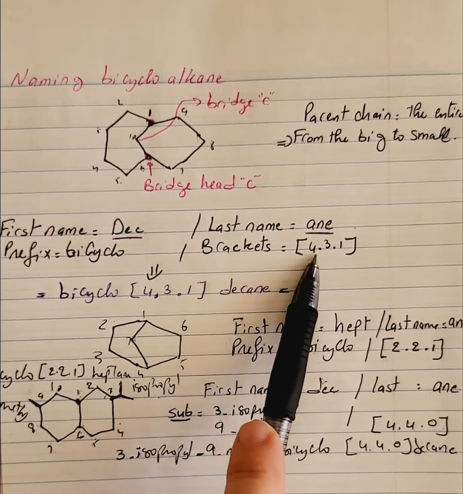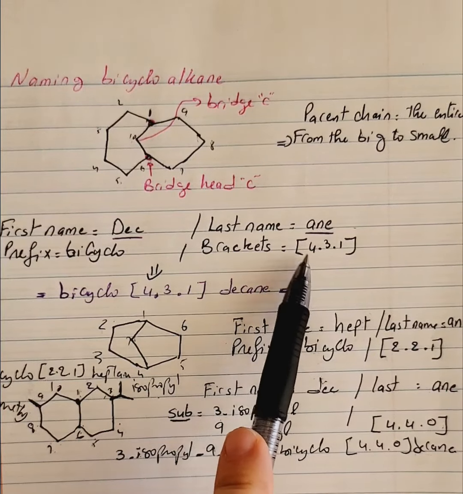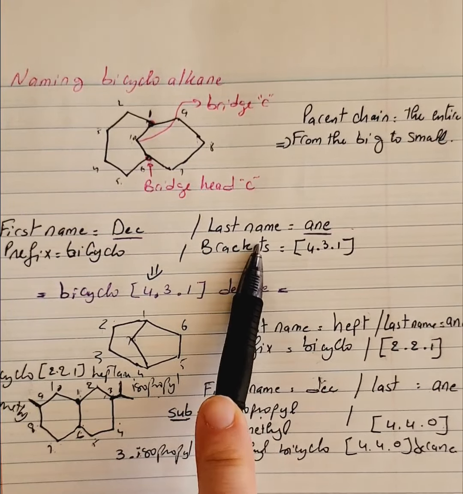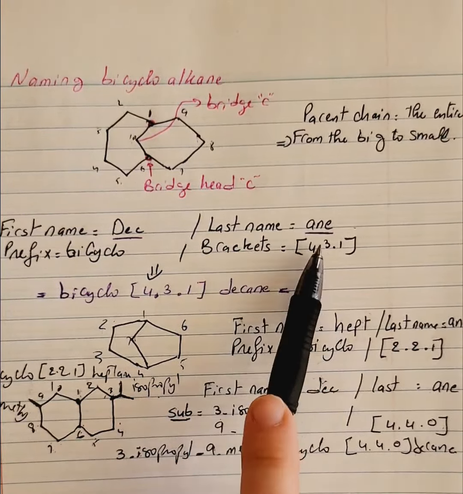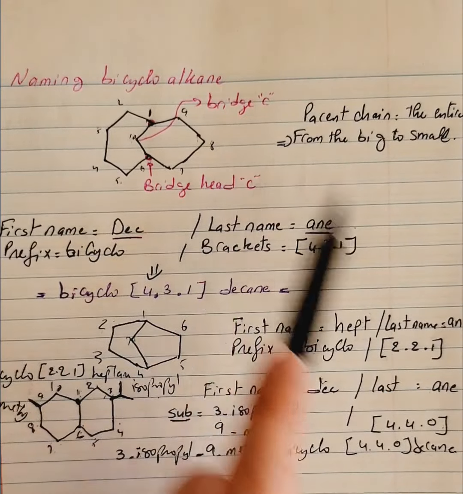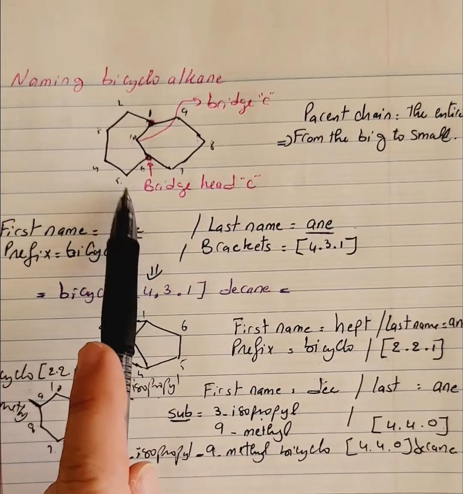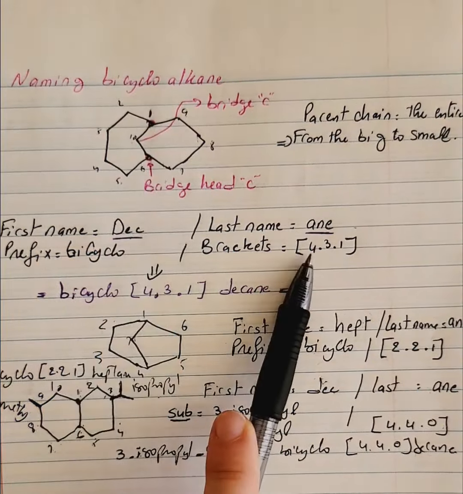We mention the number of the carbons which are not the attachment carbons, which are not the bridgehead carbons, starting from the biggest ring to the smallest one, to the carbon in the middle, finishing with the bridge carbon here. So here we have 1, 2, 3, 4. We had 4, and here we have 1, 2, 3. We mention it here, 3, and we have one in the middle, which is this one here. So the name of this molecule is going to be bicyclo 4, 3, 1 decane.